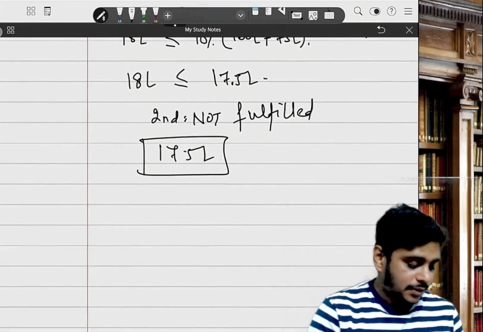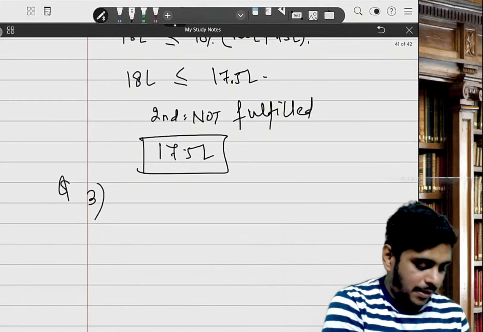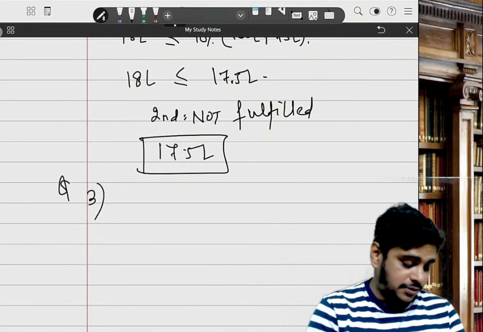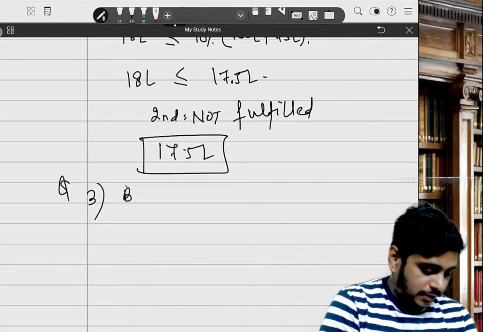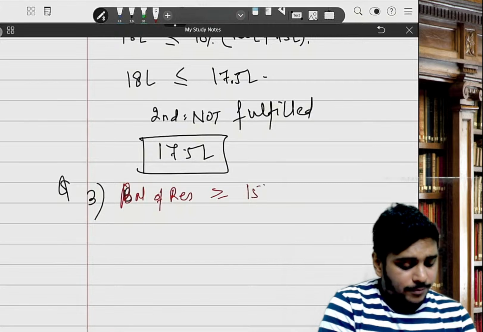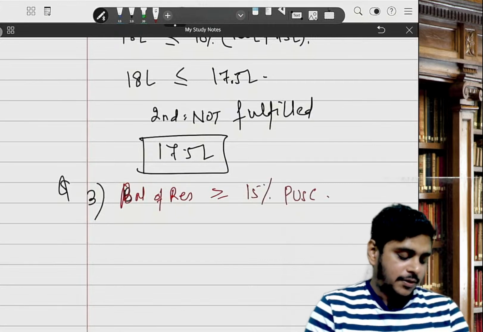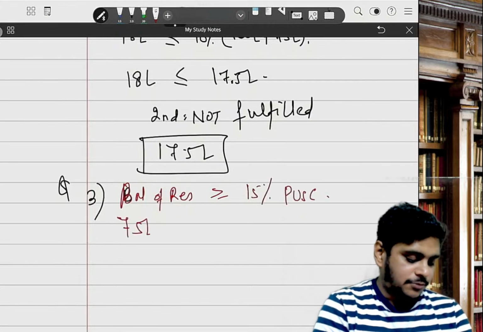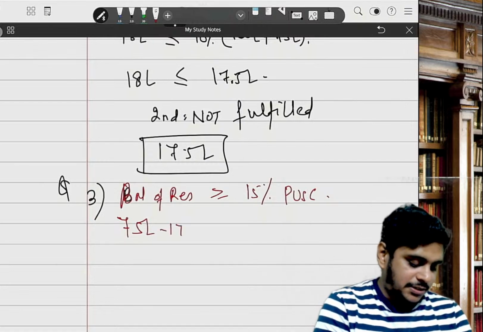So I can withdraw 17.5 lakhs. Now the third condition, the balance of reserves after withdrawal. My third condition is that the balance of reserves should be more than or equal to 15% of paid up share capital. My 75 lakh was my total balance. I am withdrawing 17.5.